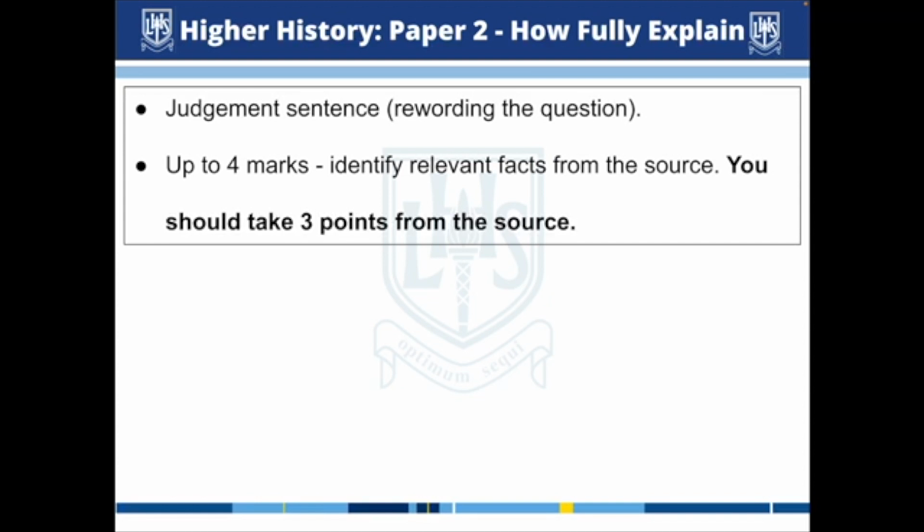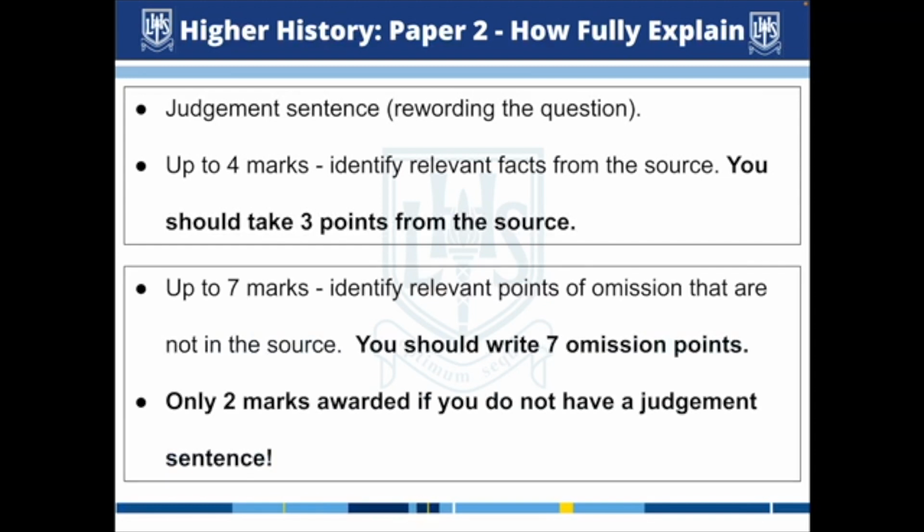And of course, you don't just quote from the source. You have to quote and also put it into your own words. And then finally, you have up to 7 marks for any knowledge points. And with you taking 3 points from the source, that means that you should write 7 omission points to complete the 10 marks. And the good thing is, because of the amount of knowledge points that we give you, you should hopefully have plenty available for you.